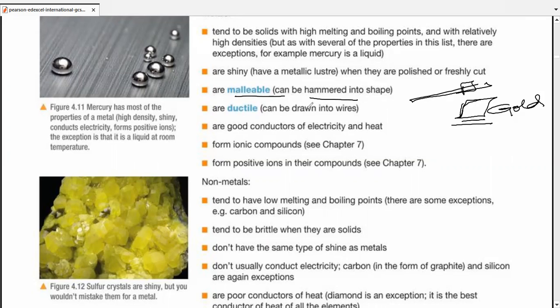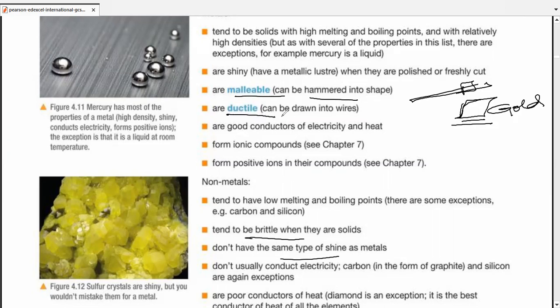And it's not just about converting them into sheets. Actually, we can hammer them into many different shapes. And you can see metals are used for making cars, and many different shapes are used in different parts of the car. On the other hand, non-metals, as we have discussed, are brittle. They don't have any shine.